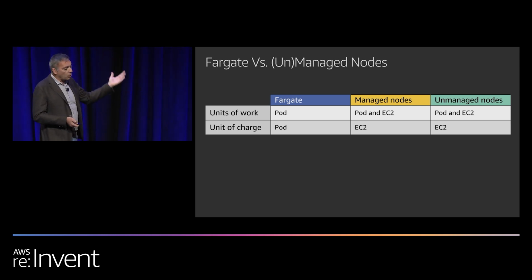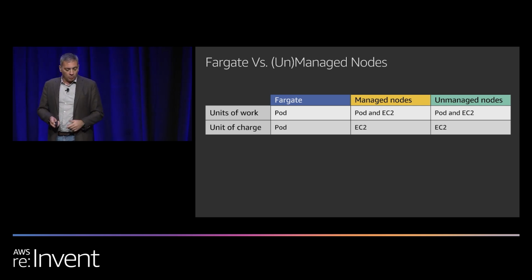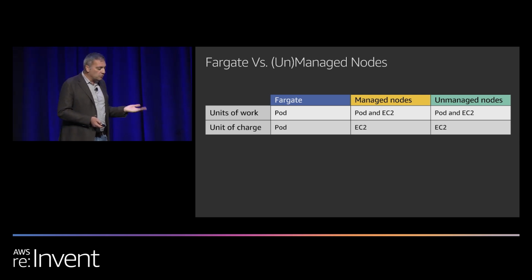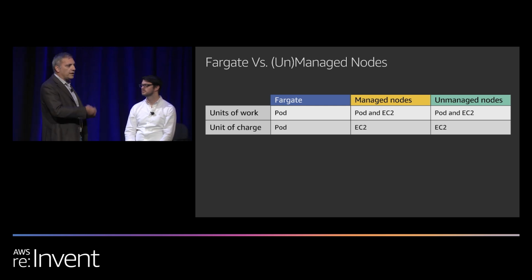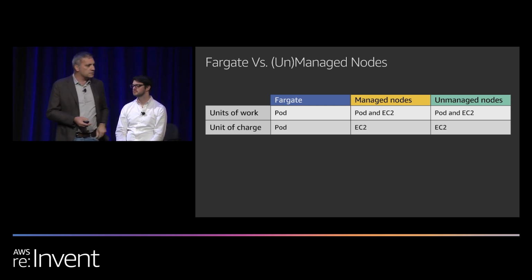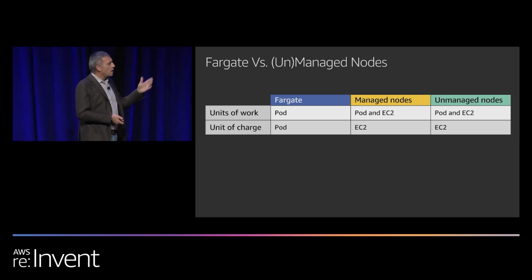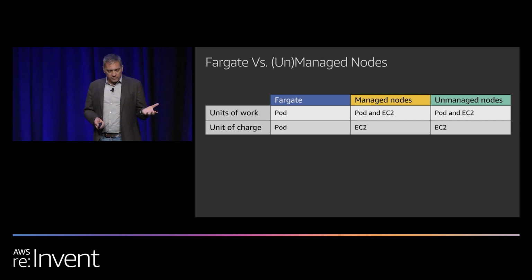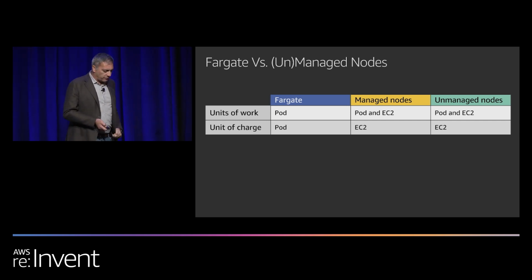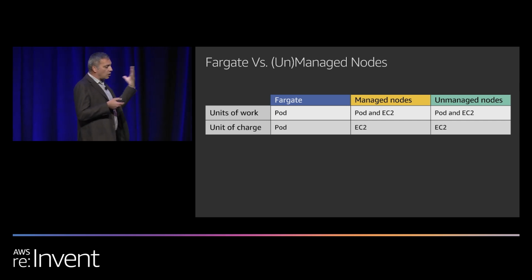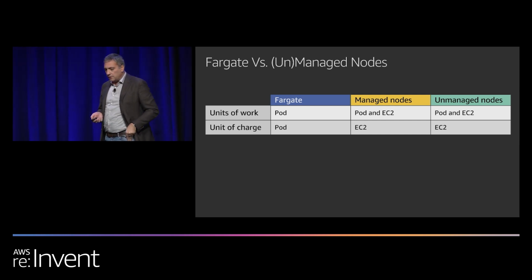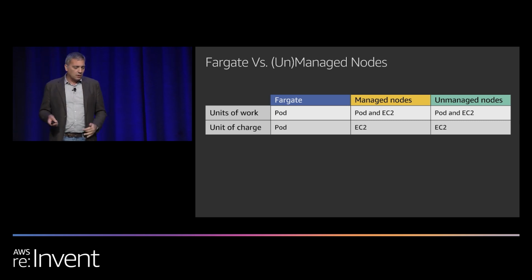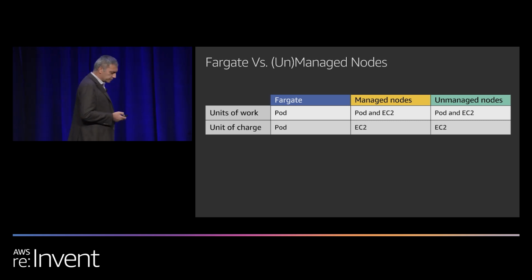For managed nodes or unmanaged nodes or node groups, you have two units of work, right? You have to take care of the pods that you need to deploy, and then you have to take care of those EC2 instances. The unit of charge is also very different, and it's very core to the Fargate value proposition, whereas we charge for the pod with Fargate, we charge for the EC2 instance in the traditional data plane model.